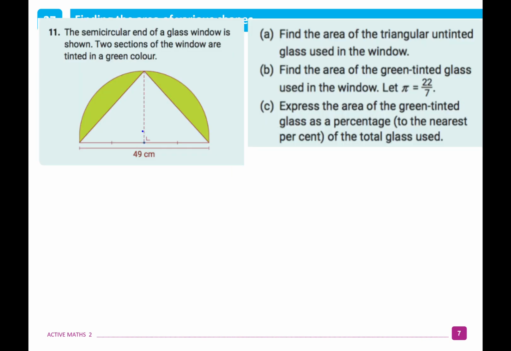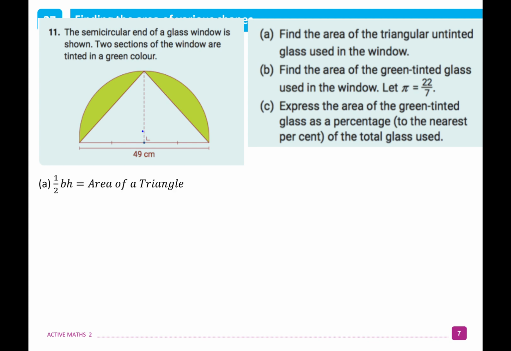Okay, let's look at another question. This is exercise 19.1, question 11. Here we have to find the area when we have an object that is made up of more than one shape. A semicircular end of a glass window is shown. Two sections of the window are tinted in a colour. In part A, we're asked to find the area of the triangular untinted glass in the window.